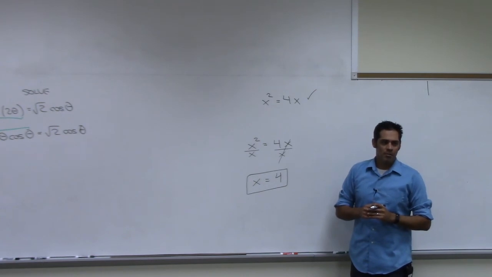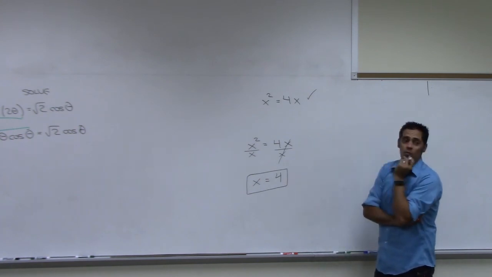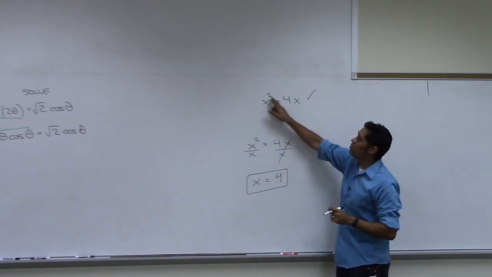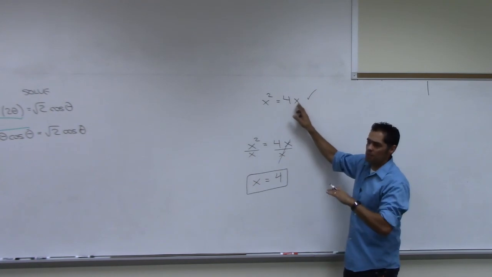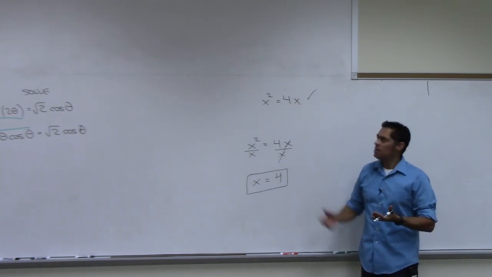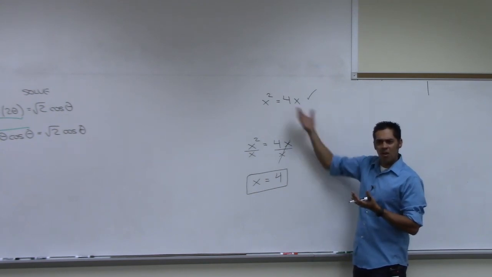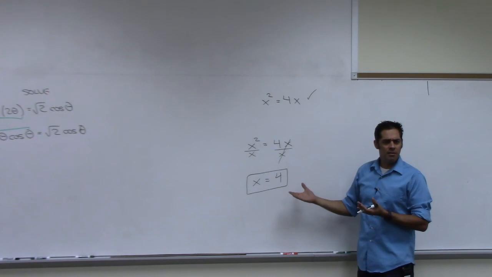What's wrong with that, though? What else works? Oh, negative 4. Negative 4 wouldn't work, right? Because negative 4 squared is 16, and 4 times negative 4 is negative 16. How about 0? Doesn't 0 work? Yes. I plug in 0 here, it's true? Yep. We lost that solution somehow. Why did we lose that solution?